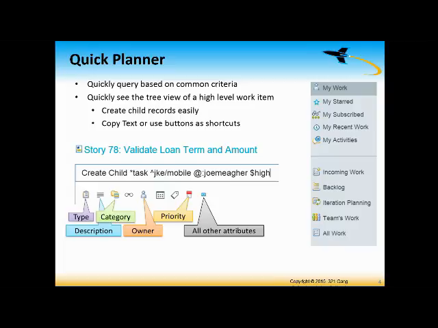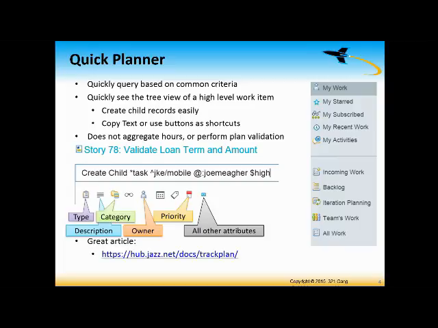You can use the buttons to create your first set of text, copy that, paste it, and just reassign to different people or create different titles for all of your child tasks. In addition to that, one of the things that has confused at least a couple of my customers is they're used to the RTC planning where it aggregates hours and does plan validation and other things like that. And the Quick Planner does not do those things. It's really just a different way to query and view the information that makes sense to a lot of people who aren't used to the RTC way of doing it.